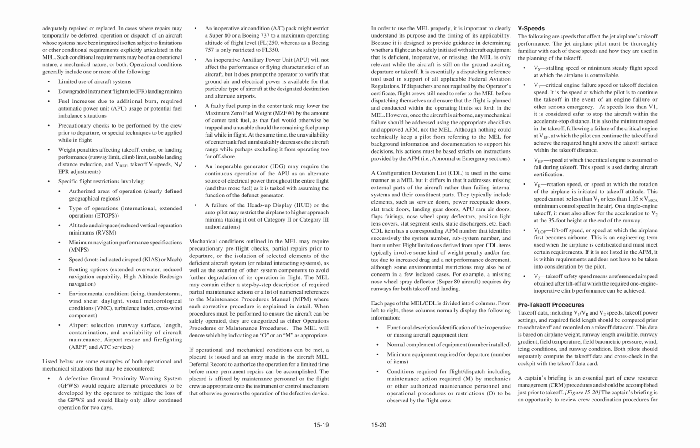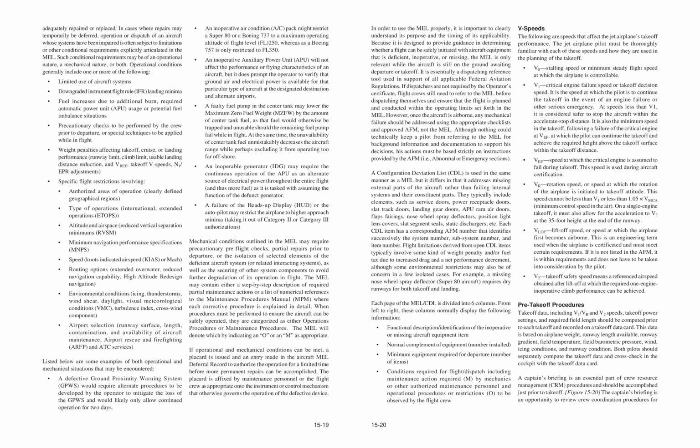Speed, knots indicated airspeed, KIAS, or Mach. Routing options, extended overwater, reduced navigation capability, high altitude redesign navigation. Environmental conditions, icing, thunderstorms, wind shear, daylight, visual meteorological conditions, VMC, turbulence index, crosswind component. Airport selection, runway surface, length, contamination, and availability of aircraft maintenance, airport rescue and firefighting, ARFF, and ATC services.